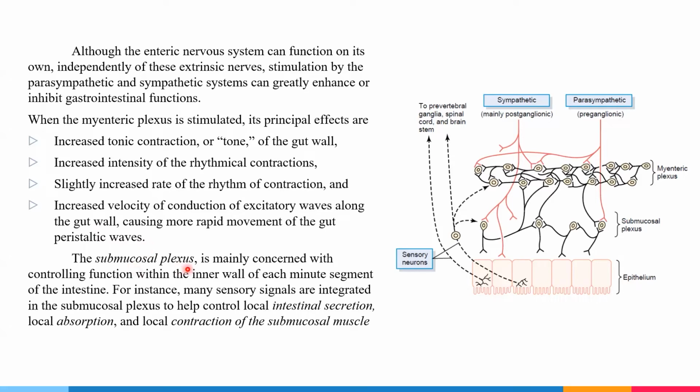The submucosal plexus is mainly concerned with controlling function within the inner wall of each minute segment of the intestine. For example, many sensory signals are integrated in the submucosal plexus to help control local intestinal secretion, local absorption, and local contraction of submucosal muscle.